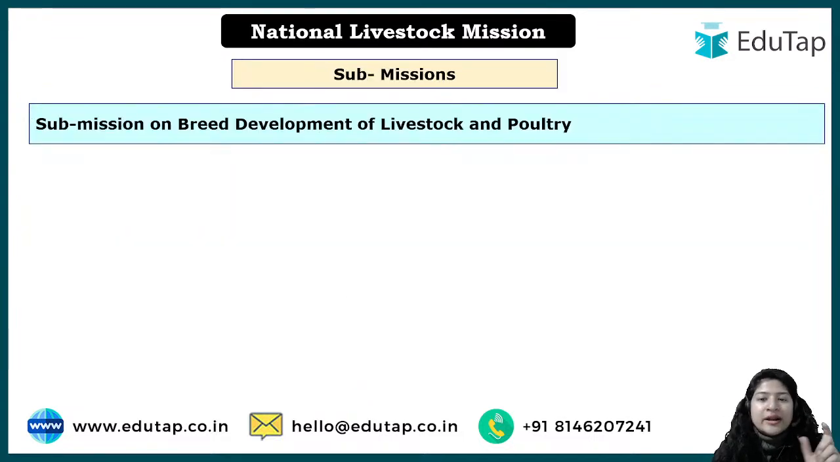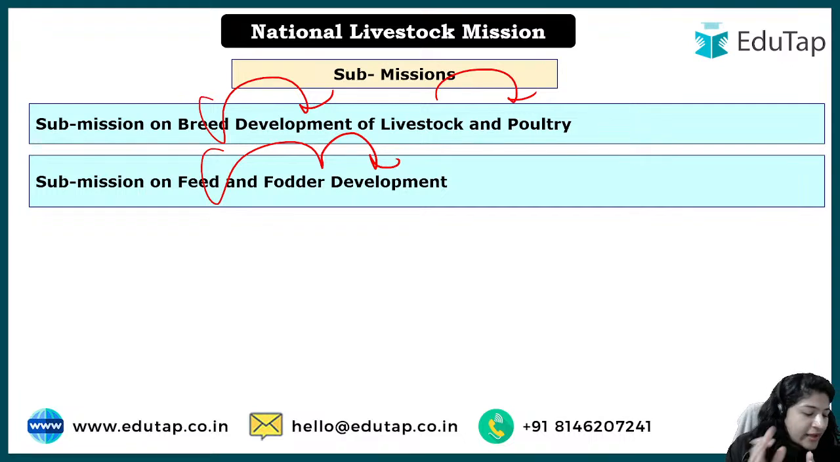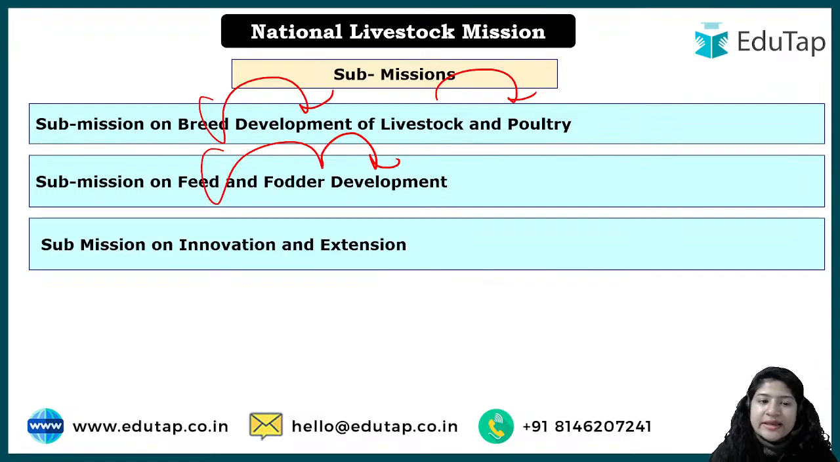ठीक है, so under the submission, if we look, there have been 3 categories. The first one talks about the breed development of our livestock and poultry. ठीक है, the second is submission on feed and fodder development. I hope now you have more clarity while you are reading about these. ठीक है, and the third one is submission of innovation and extension.